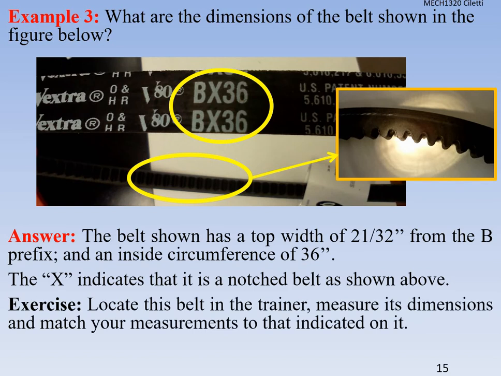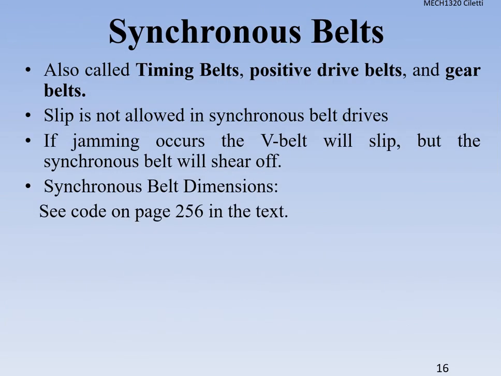Okay, so we have one of those by the 950 trainer as well. So you're going to go through and make sure that you identify the notched belt as well. Okay, synchronous belts, we're going to get into this in a future slide as well, so you can see some pictures, so I won't have one on this one. But it's also called a timing belt or a positive drive belt, okay, or a gear belt.